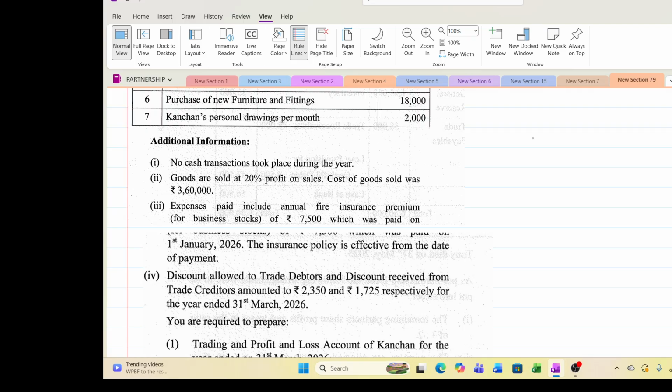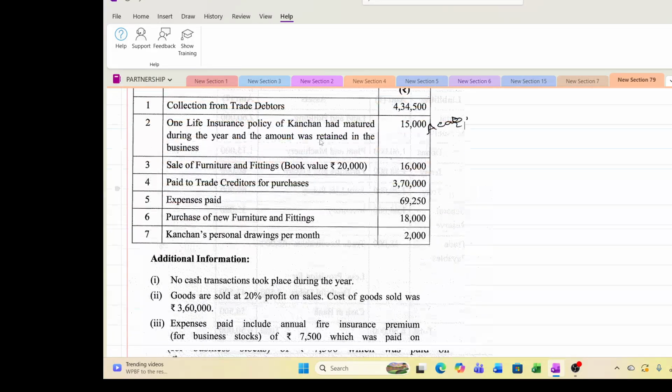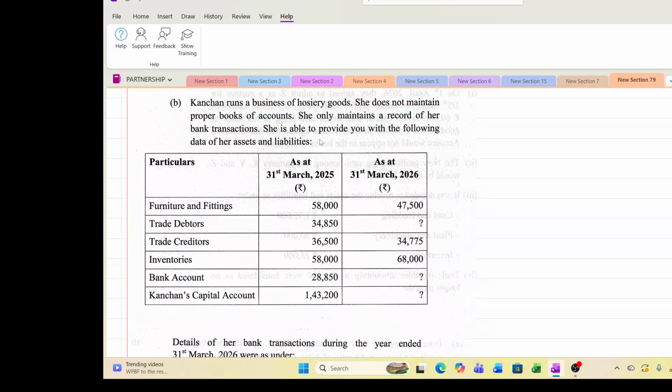Keep it in mind. Discount allowed to debtors and discount received from creditors both will appear in your debtors and creditors accounts as well as in your P&L account. Now they have asked us to prepare the trading and P&L account of Kanchan for the year ended 31st March 2026 and the balance sheet as on 31st March.